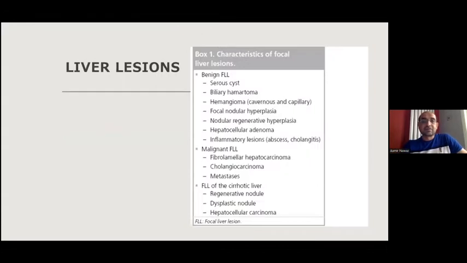So the second topic is about liver lesions. And these are the liver lesions. I have found this slide or this picture. I have just taken a picture and then put it here. So we categorize them as benign liver lesions.